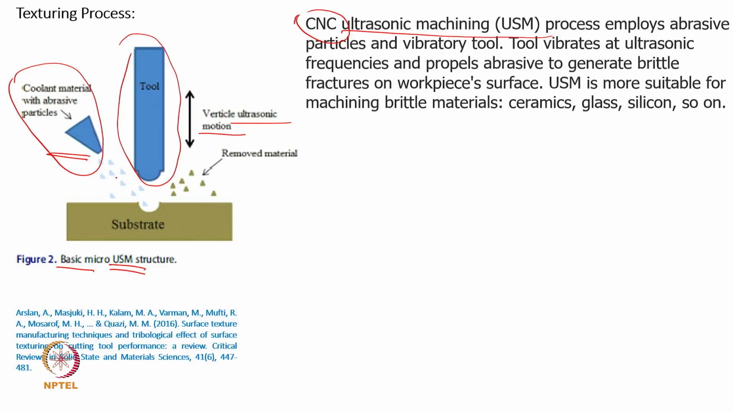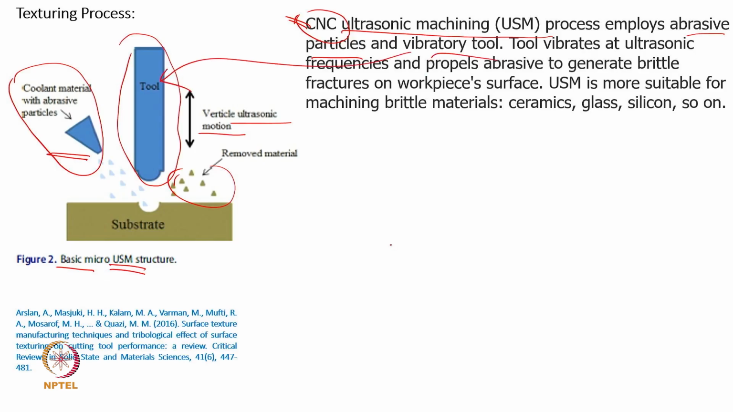First we impinge the abrasive material or particles, and on the other hand we collect those particles, with the possibility that we reuse them also. So, the CNC mounted ultrasonic machining process employs abrasive particles and a vibratory tool, as has been shown over here.